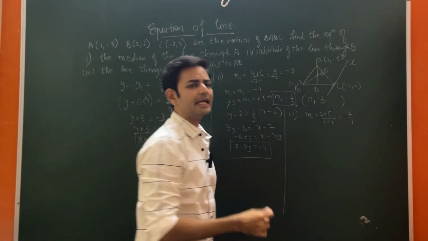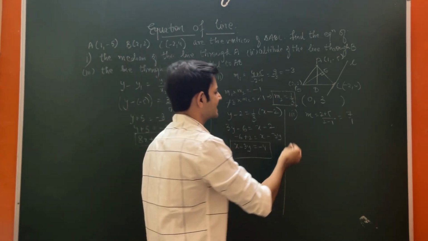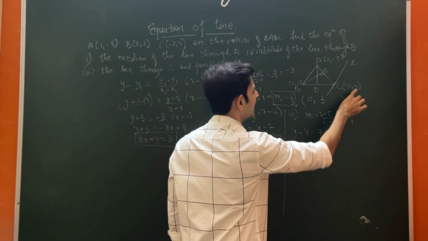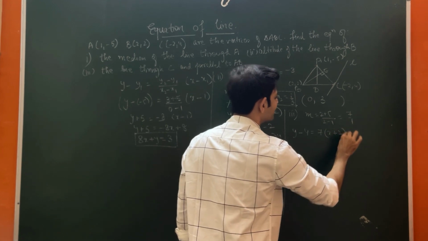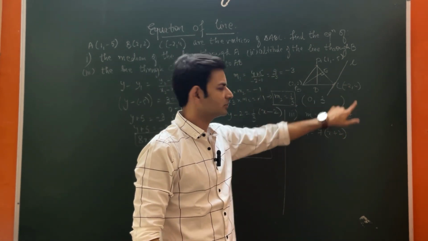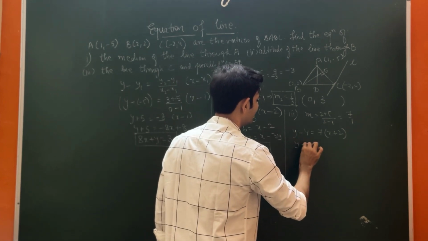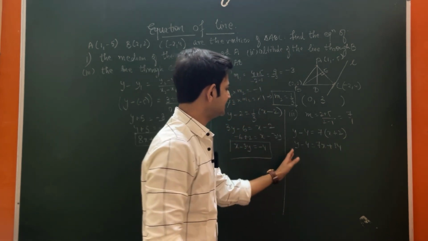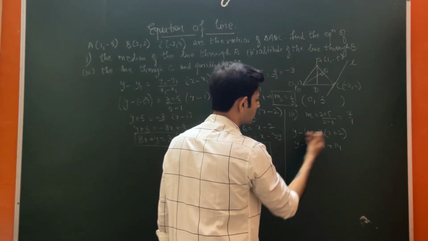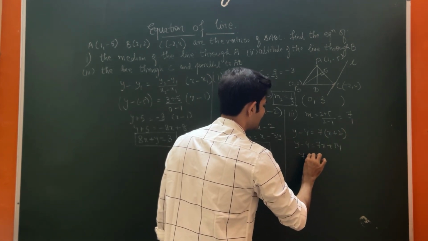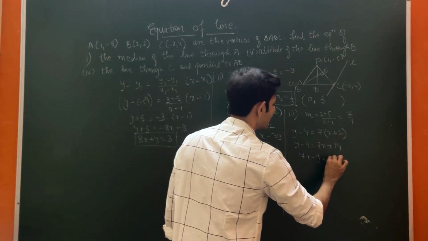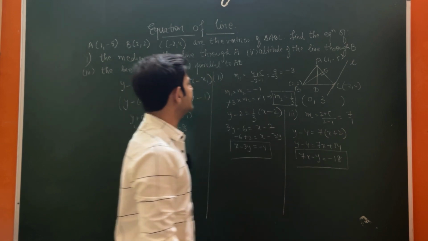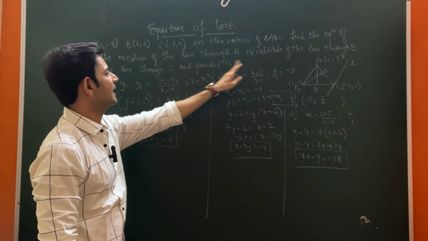Again, we can go for the point slope form, that is y minus y1 is equal to m into x minus x1. So this is minus of minus 2, so it will be plus 2. Just simplify it further. Y minus 4 is equal to 7x plus 14. Just take everything on the one side or just constant on one side. So it will be 7x minus y is equal to minus 4 minus 14 will be minus 18. So this is the equation of the line through C and parallel to AB.